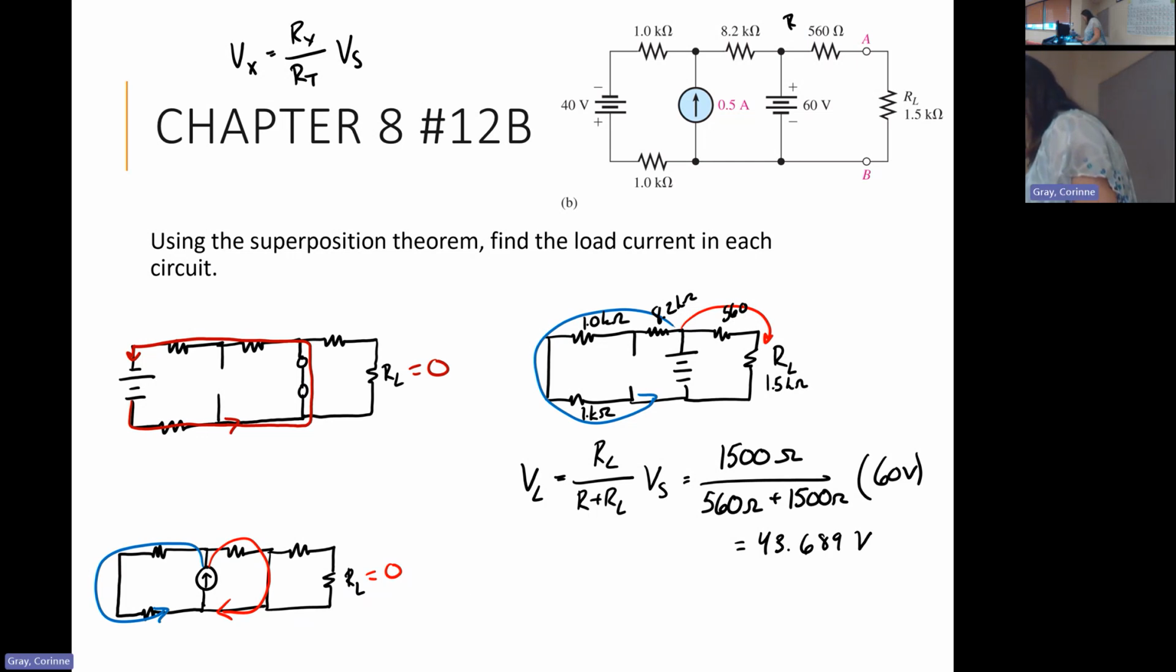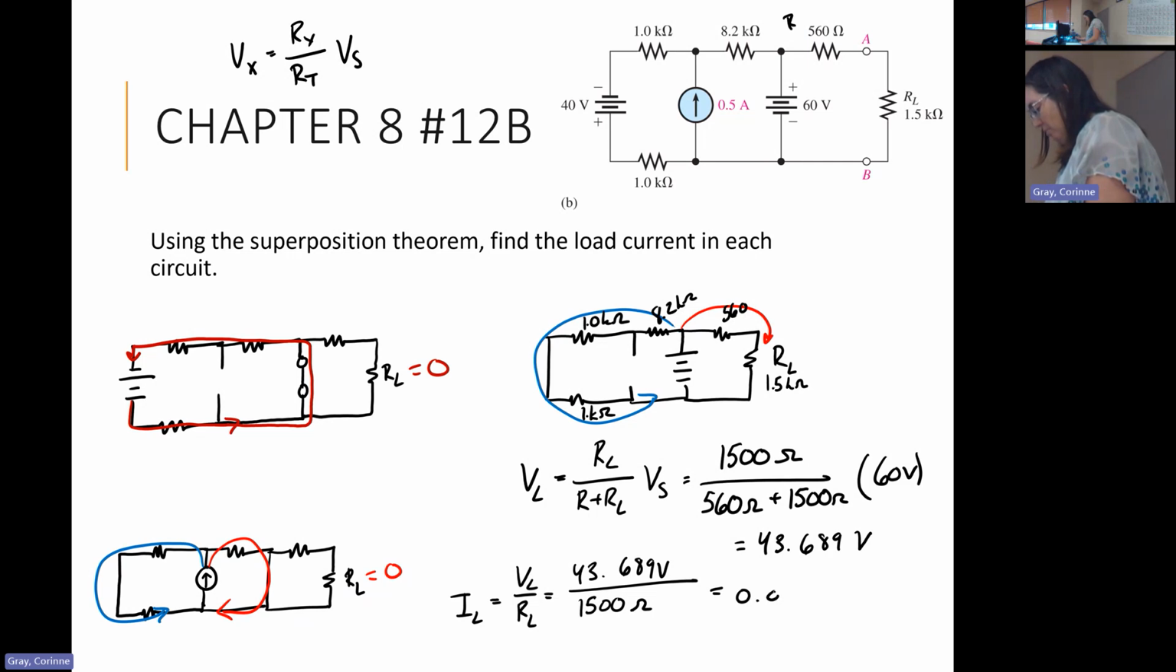Ohm's law. IL is going to be equal to VL over RL. So I'll use my 43.689 volts. Here, again, I need to make sure that my current pops out in amps, so I am using ohms. I'm going to have my 1,500 ohms. Taking this and plugging it in, I got 0.029126 amps.